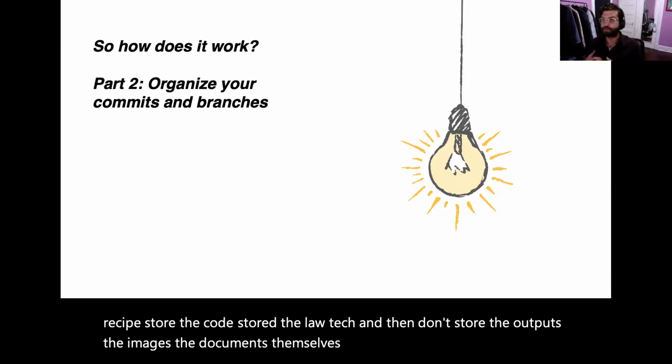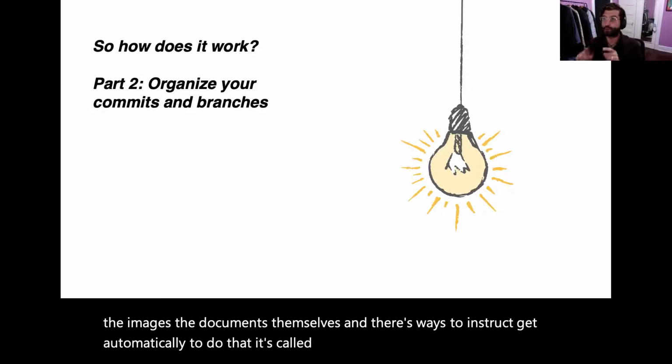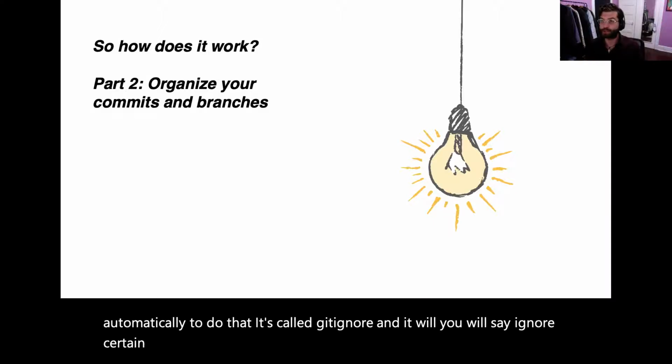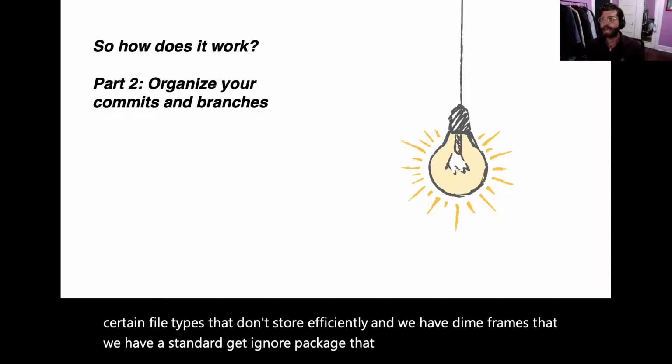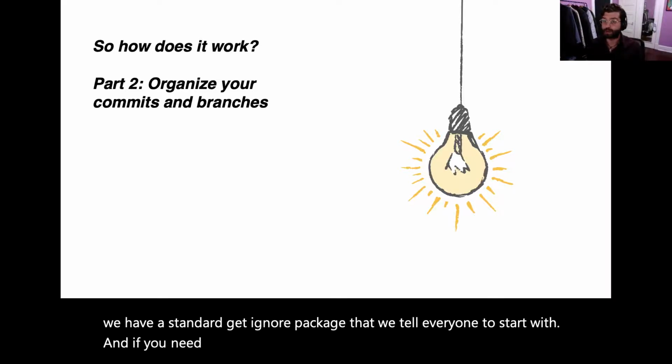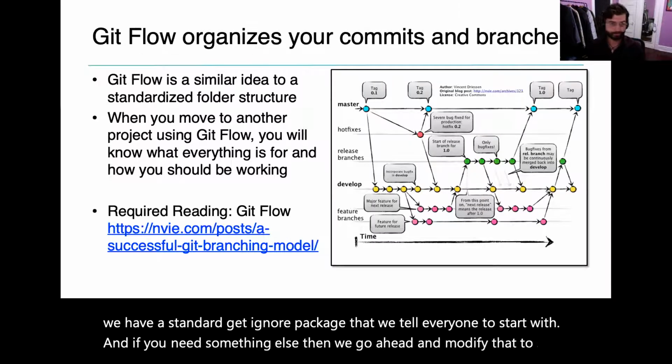And there are ways to instruct Git to do that automatically. It's called gitignore, and you say to ignore certain file types that don't store efficiently. At DIME, for example, we have a standard gitignore package that we tell everyone to start with. And if you need something else, then we go ahead and modify that to meet the project's needs.